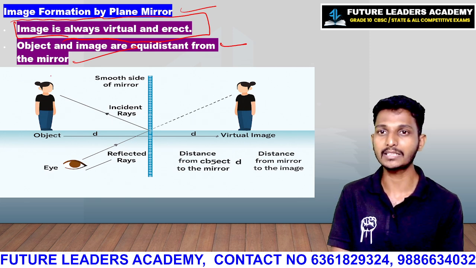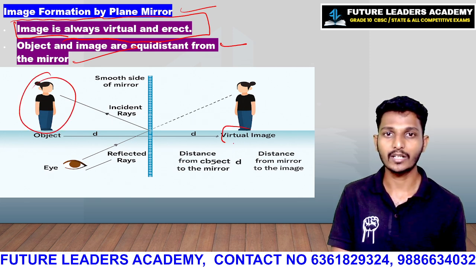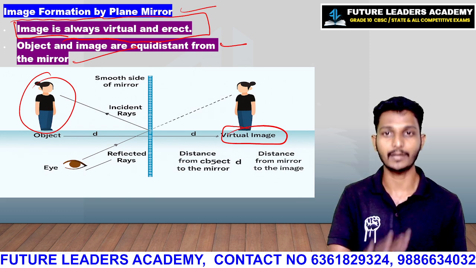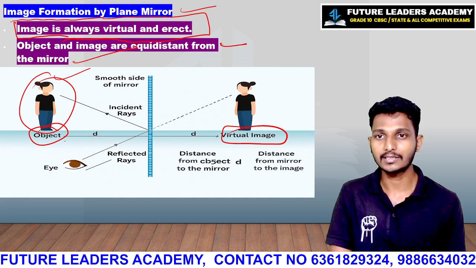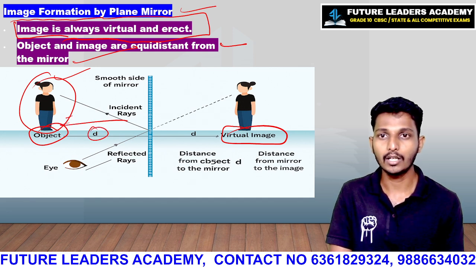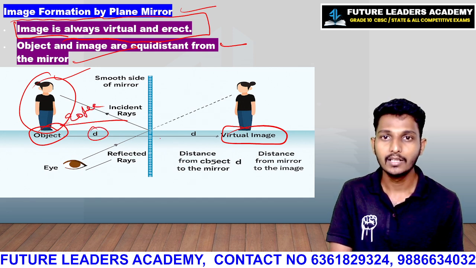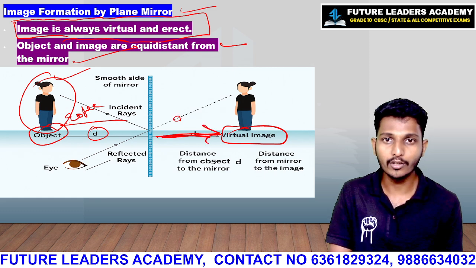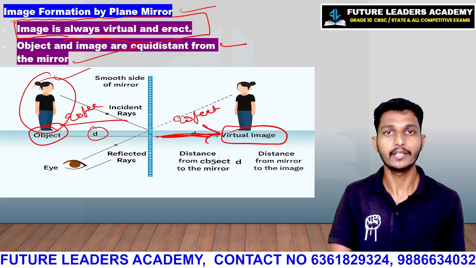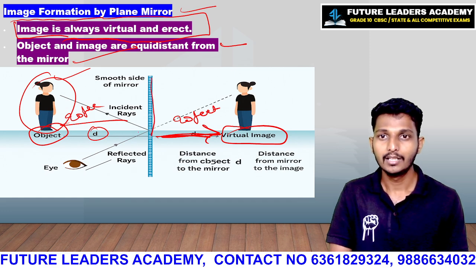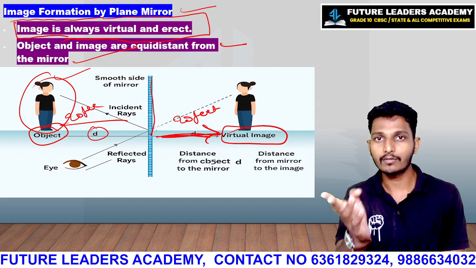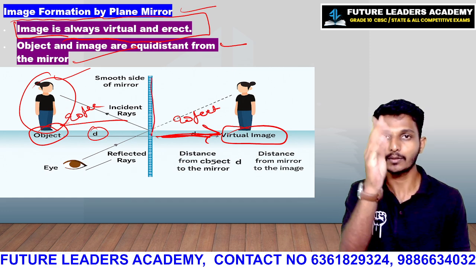Listen. For example, this person is the object. This is a virtual image, meaning it is formed in the mirror. This is the object, the girl who is standing. Consider this distance D, which is 20 feet. Can you observe here? This is also 20 feet. Yes or no? 20 feet, 20 feet. It says that in a plane mirror, the object and the image have the equidistance from the mirror.